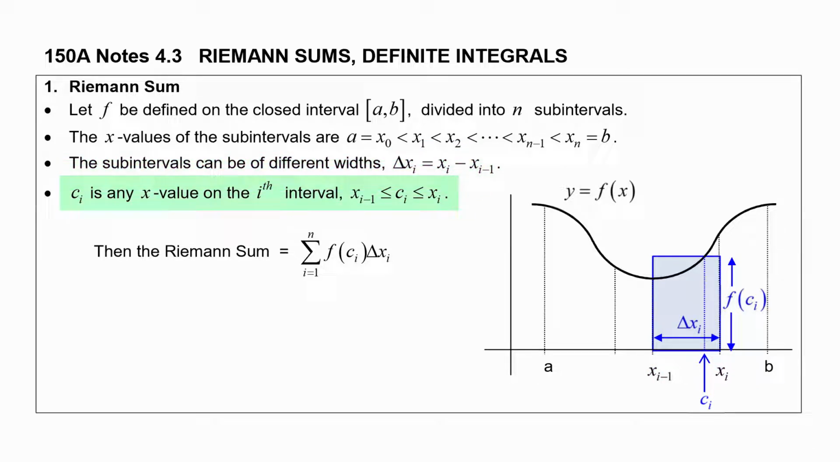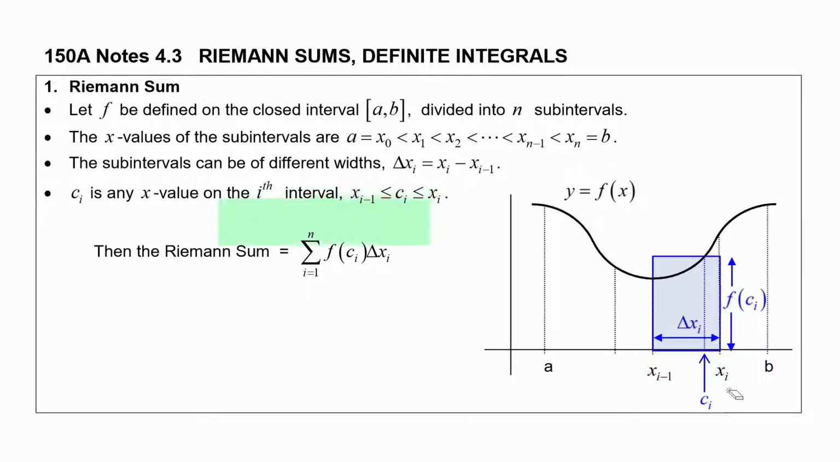Next, c sub i is any x value on the ith interval. So it doesn't have to be the left endpoint or the right endpoint. All that has to be true is that c sub i is somewhere between x sub i minus 1, which remember is the left endpoint of the ith interval, and x sub i, which is the right endpoint of the ith interval.